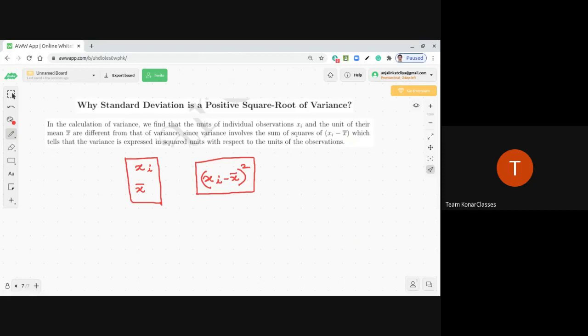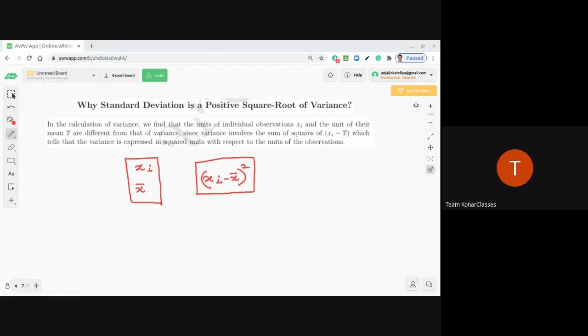Correct, no? Because xi minus x bar whole square tells that the variance is expressed in squared units, that is meter square, which is area. And that is not very conformal, that does not go well. Hence, to make the unit of deviation the same scale as the unit of observations, a new term called standard deviation, denoted by sigma, is introduced, which is nothing but the positive square root of the variance, denoted by sigma square.